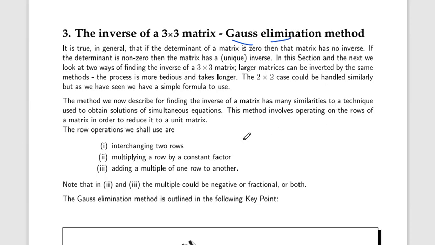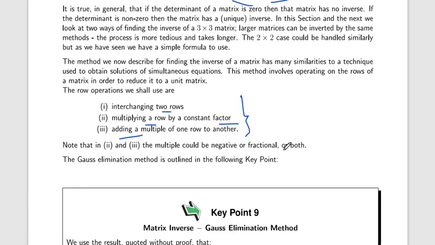So you are all familiar with the row operations: we interchange two rows, multiply a row by a constant factor, and add a multiple of one row to another, like R2 plus 3R1. Okay, also this is a row operation in Gauss elimination. We already discussed this and did lots of examples, and also in the assignment. Okay, so these are the row operations.